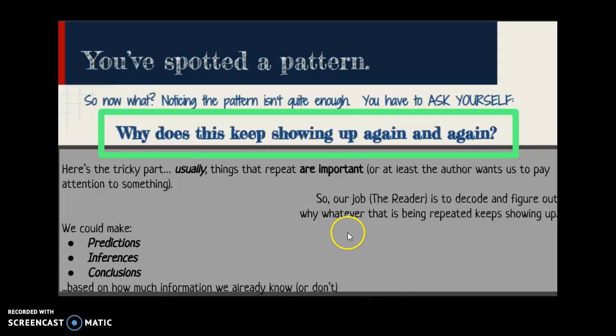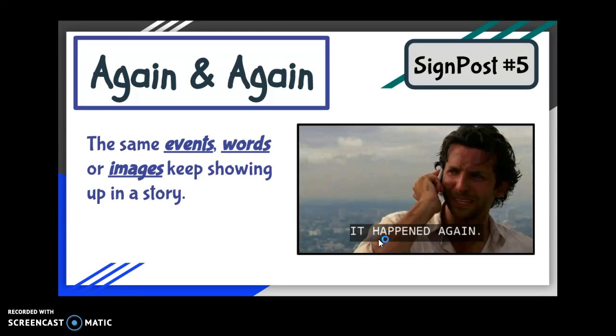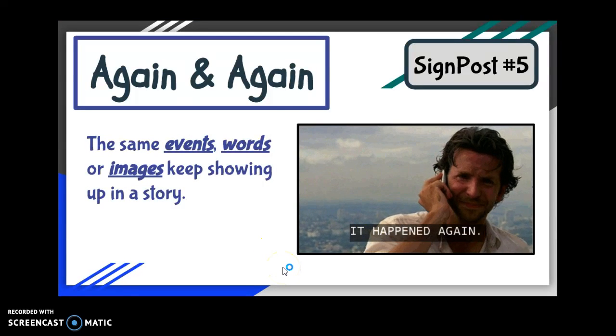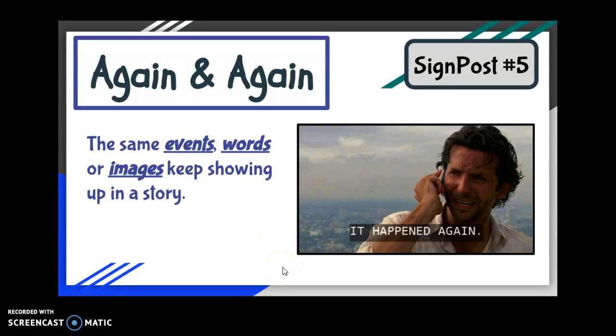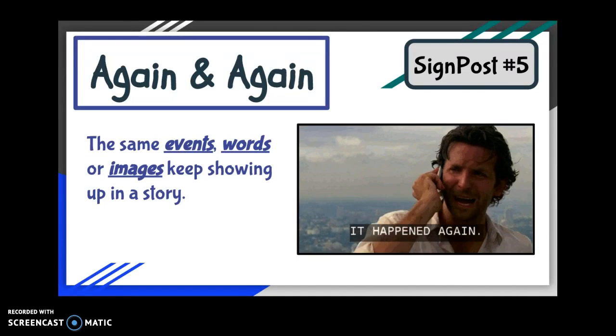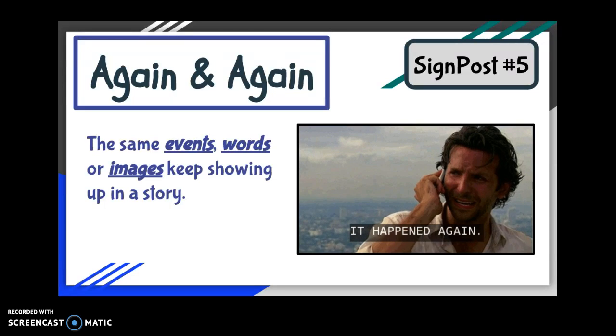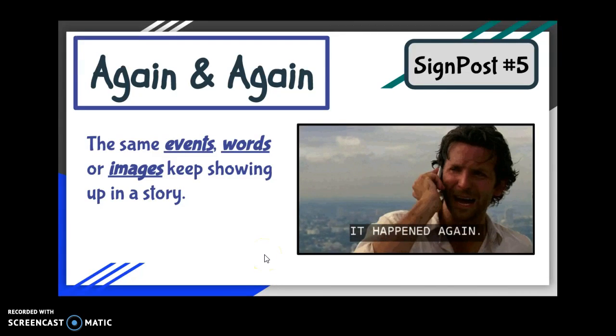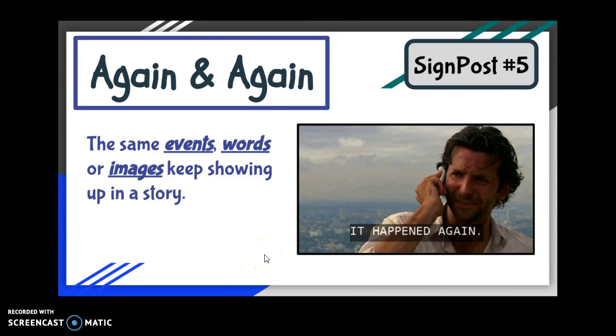But make sure we keep asking this anchor question. Why does this thing that repeats keep showing up again and again? Here's the definition for your notes. Again and again is simply the same events, words, images, and you can replace all those with the same anything that keeps showing up in a story. Okay, we want to make sure we take note of it.